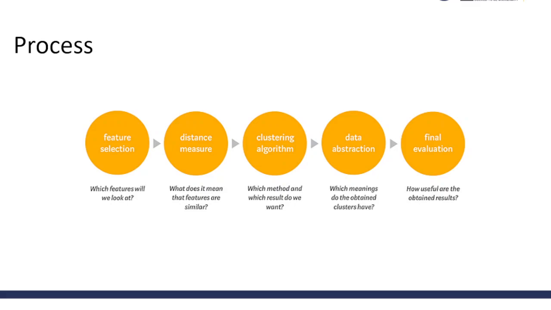Now we make use of distance so that we understand what kind of features are similar to each other. Then we apply the clustering algorithm on this. After that, we try to understand what is the underlying concept that the algorithm has tried to capture, and then finally we are going to evaluate what clusters have been obtained.